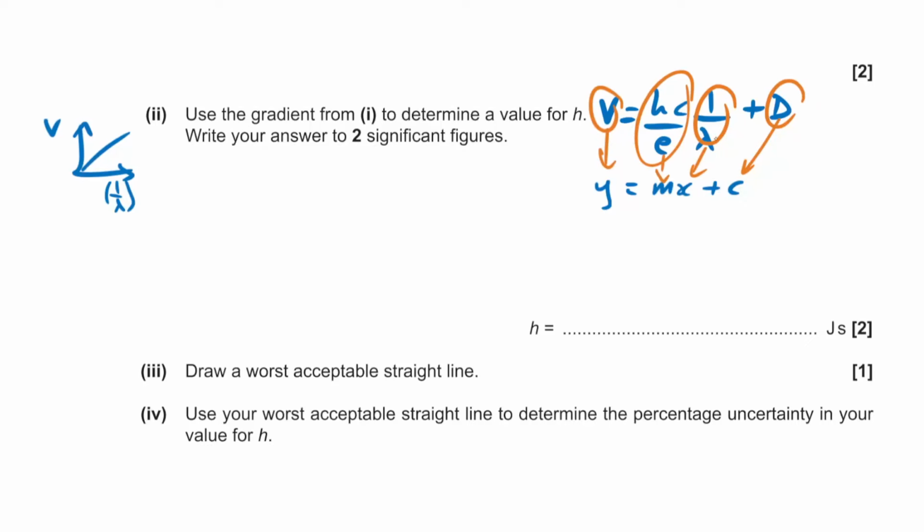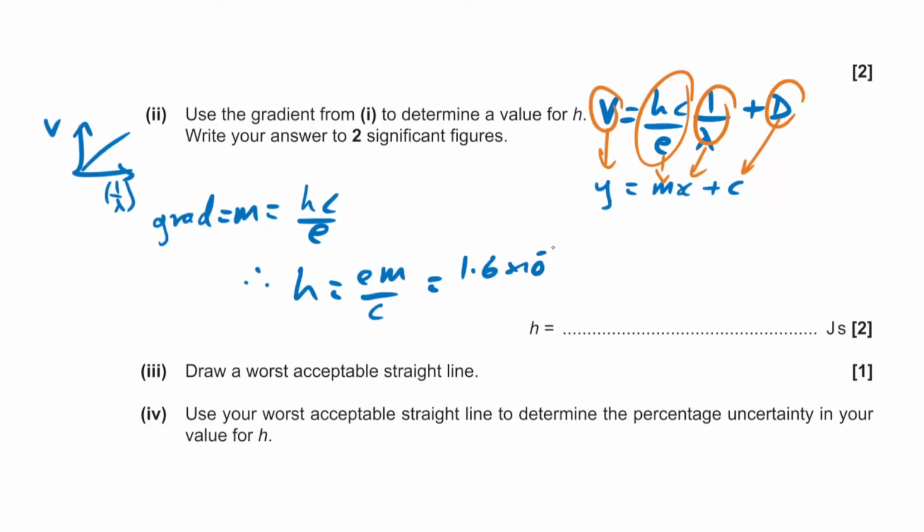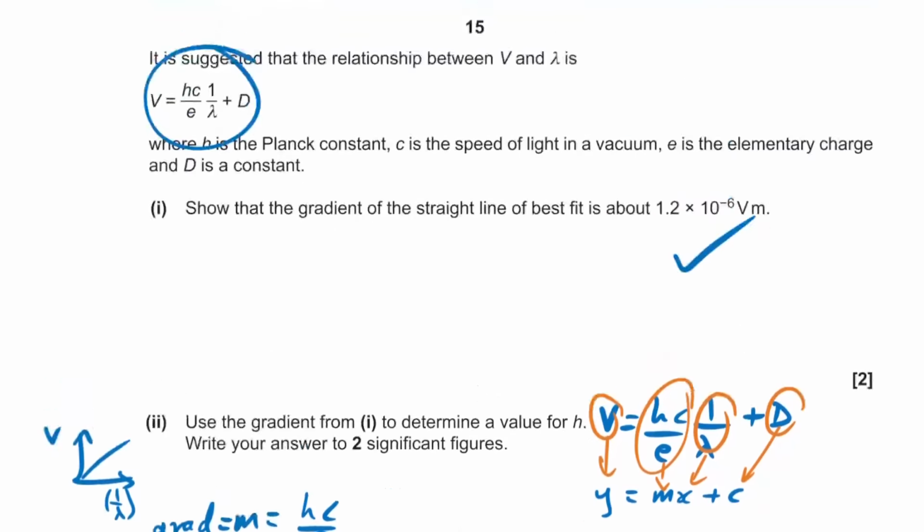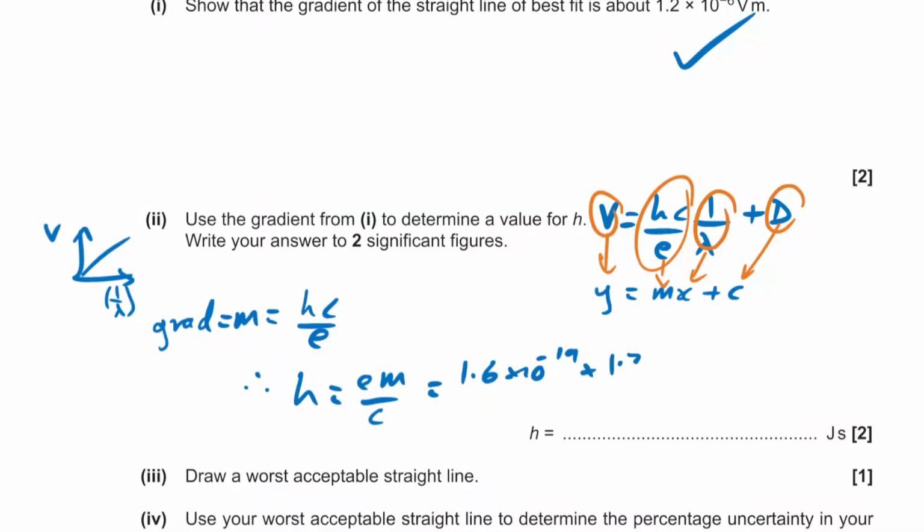So that means hc over E is our gradient. So we can say gradient equals, I'm just going to call it m, equals hc over E. Therefore, we're looking for h, therefore h is equal to Em over c. So that's 1.6 times 10 to the minus 19 times our gradient, which is 1.2 times 10 to the minus 6. So let's just call this minus 25. And then divide that by the speed of light, so 3 times 10 to the 8.